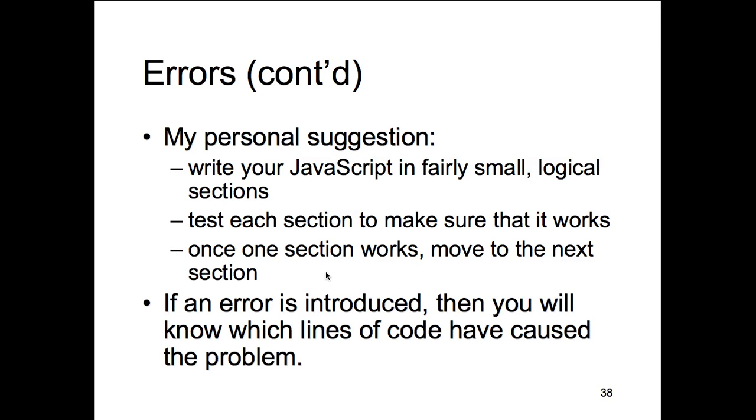Personal suggestion: write JavaScript in fairly small logical sections. Test each section to make sure that it works. Once the section works, move to the next section. Because what ends up happening is if you put it all together in the file and it shows up blank, you go, what's wrong with this thing? It's harder to troubleshoot. It's kind of like writing your entire program and then testing it. If you write it in pieces, compile, run, test, write another piece, test, write another piece, test, you have more likelihood of actually getting it to work properly. If an error is introduced, then you'll know which lines of code caused the problem. It will be the new stuff you just added because the old stuff was working.